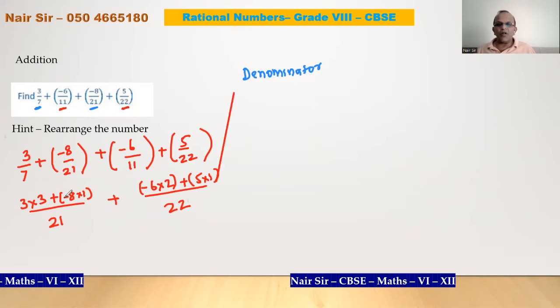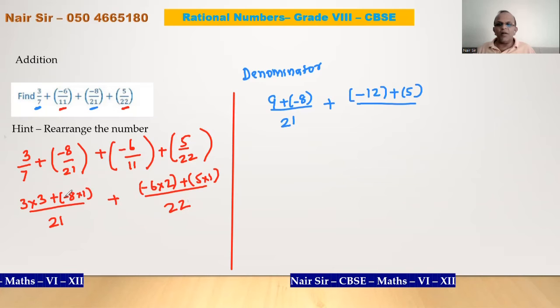Okay, let me solve this. 21, 9 plus minus 8, plus minus 12 plus 5 upon 22. 9 plus minus 8 upon 21 plus minus 12 plus 5 is minus 7 upon 22.